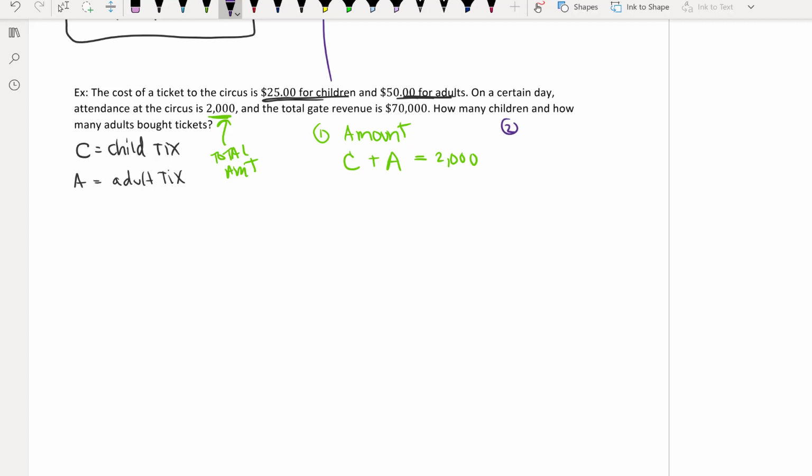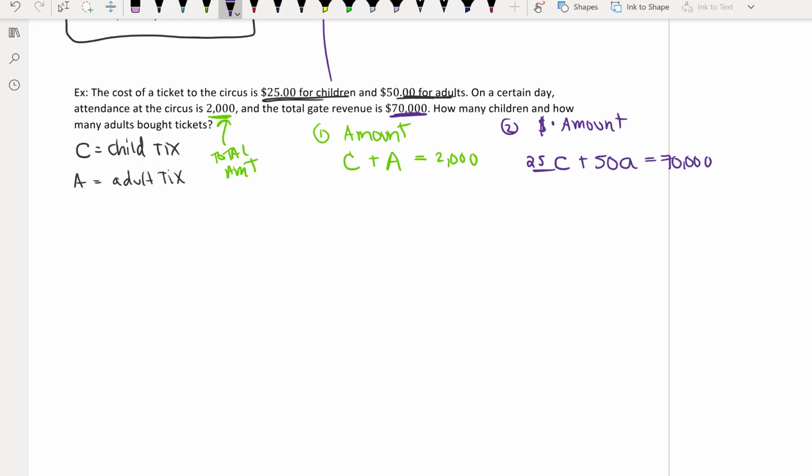Now, my second equation is going to represent money times my amount. So I definitely still have C plus A, but every child ticket costs a certain amount. Every child ticket costs $25, and every adult ticket costs $50. And the total amount of money here is 70,000. So now I have a system of two equations.